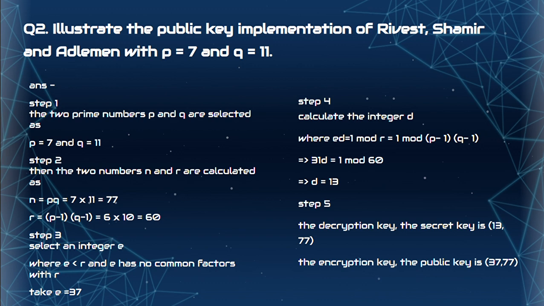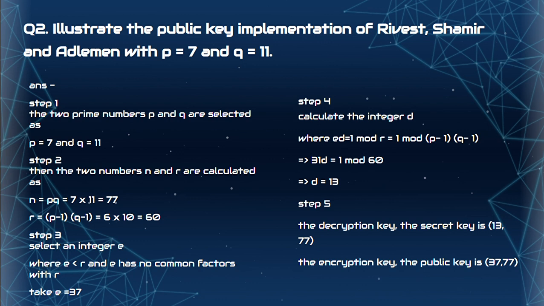Now calculate r. r is calculated by (p minus 1) into (q minus 1), as 6 into 10, which equals 60. Now in the next step, step 3, select an integer e, where e is less than r and e has no common factors with r. Now we have to assume the value of e. Let's take e equals 37. In step number 4, calculate the integer d, where e into d equals 1 mod r, which is 1 mod (p minus 1) into (q minus 1). This is the equation. So our next step will be 37 into d equals 1 mod 60. So the value of d will be 13.